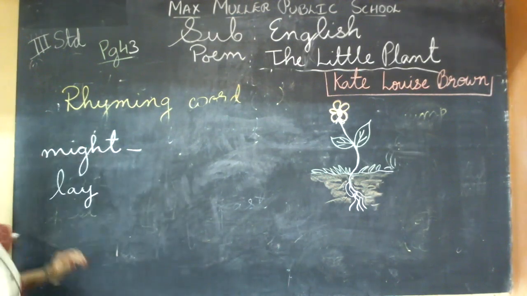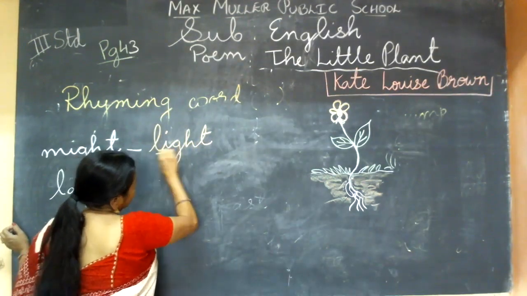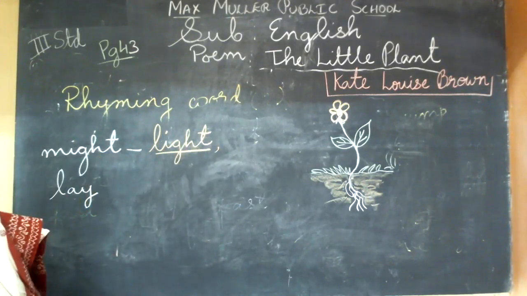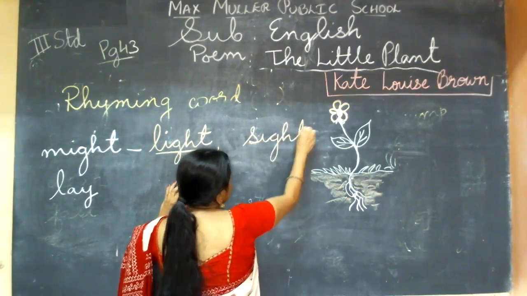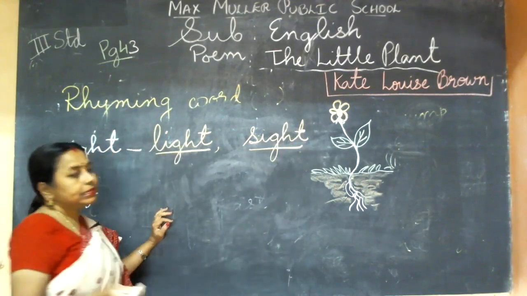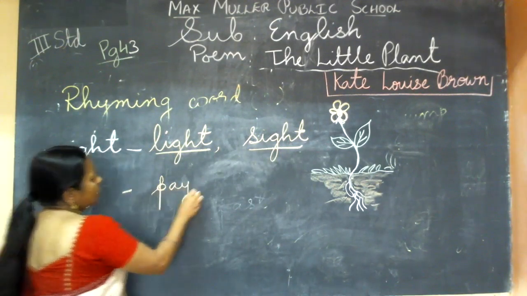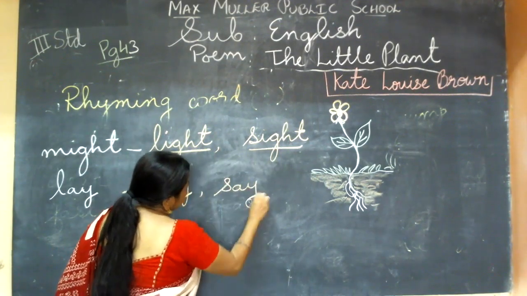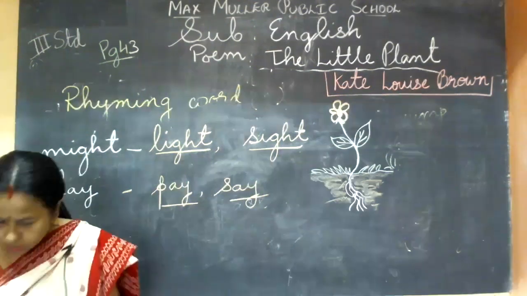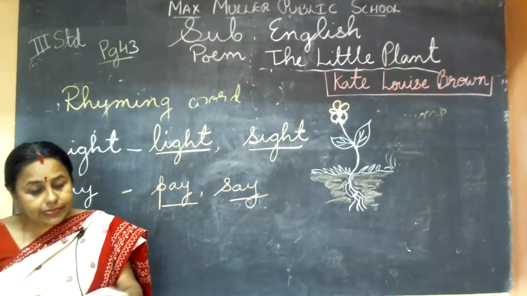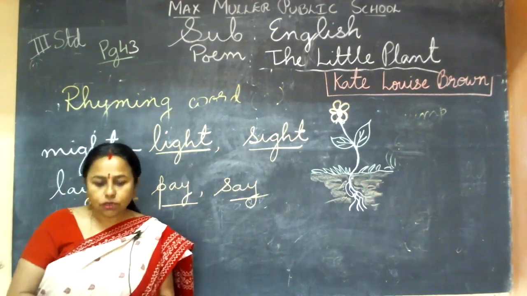For this, I can write for might, light, L-I-G-H-T, light. One more word I can write, sight, S-I-G-H-T, sight. Sight is related to seeing. For lay, I can write pay. You pay the bill, like pay. Or say, I can write. Anything you can write, it should rhyme with the word. So this lesson is completed, children. Next class I'll do the next lesson. So one poem is over in between. So today this much.